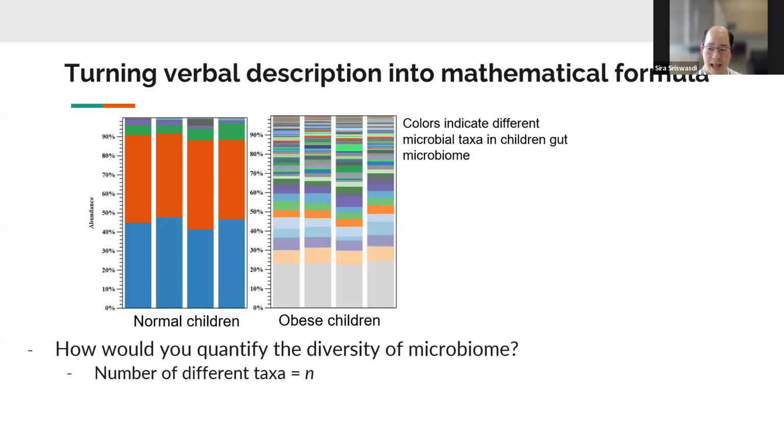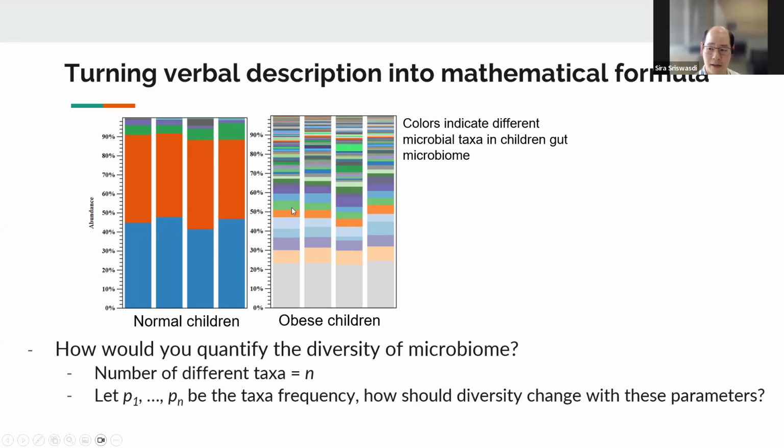But we all know that the number of taxa is a very rough score. Right? It doesn't tell you about the actual abundance of the taxa. We say that in normal children, they have 5 or 6 taxa, but it doesn't tell us that one of the taxa is 46% abundance. The other is 40%. Like these two occupy the majority of the gut microbiome. So we need something more detailed, like more resolution.